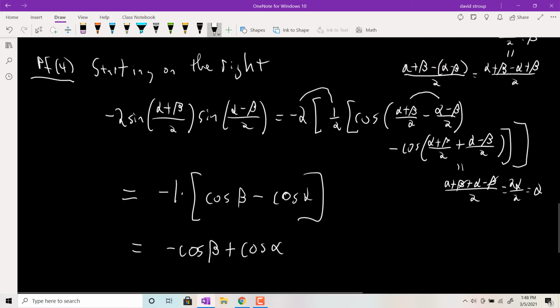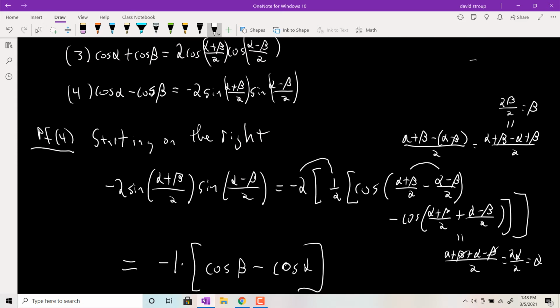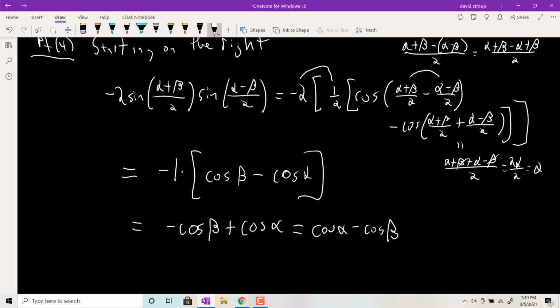And I believe that's what we wanted to show, kind of, right? It's just the reverse form of what we have up here. So we can get completely to the left-hand side by using the commutative law. Remember 3 plus 4 is the same as 4 plus 3. So negative cosine beta plus cosine alpha is the same as cosine alpha minus cosine beta, okay? Which is then the left-hand side of the identity. And that's what we wanted to show.